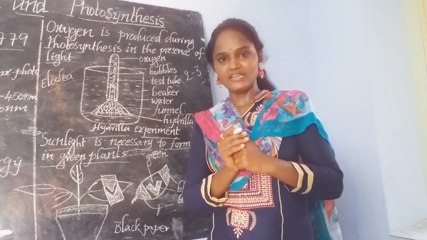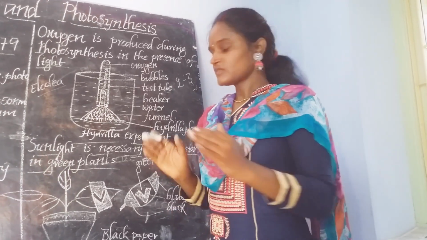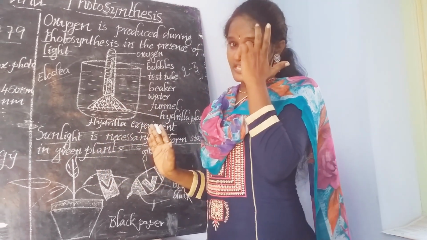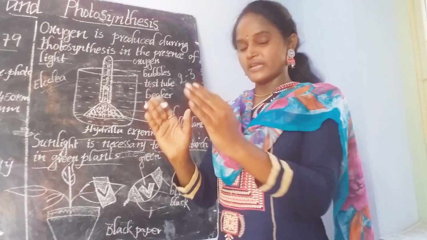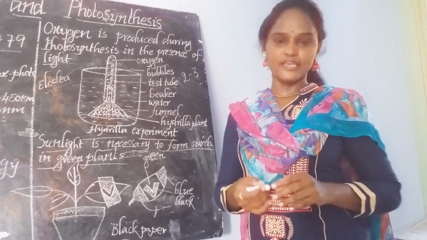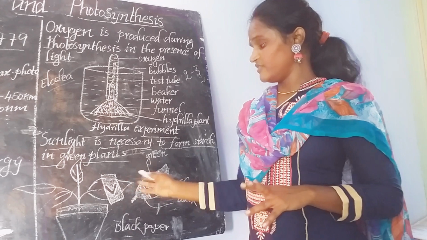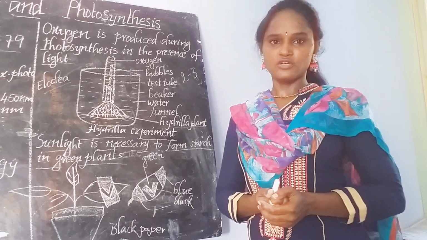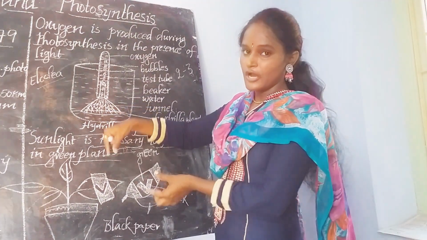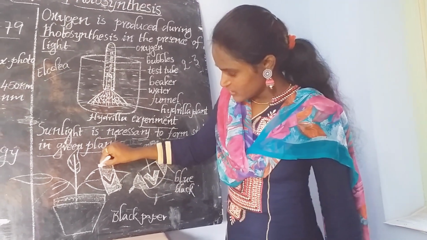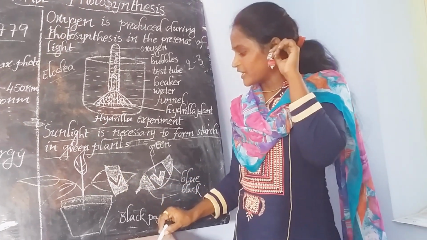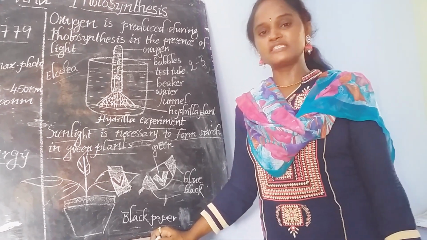Now we have to take that destarched plant and keep the setup in the sunlight. Whenever we keep it in the sunlight, take one black paper and cut it in the middle into whatever shape you like most, either a letter A or B, any kind of shape. You place that black paper on the surface of the leaf with the help of some clips. Using clips, you just hold the black paper on the surface of a leaf and leave the setup for about 3 to 4 hours in the bright sunlight.